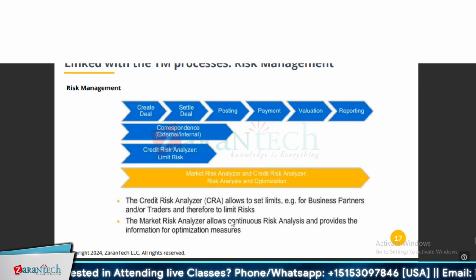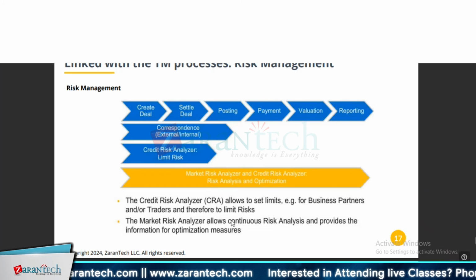The credit risk analyzer, as it says, will manage and allow us to set limits for different business partners whom we are dealing with on a credit basis, who are basically our traders, therefore we limit the risk. They will be providing to us or purchasing from us on a credit transaction. To limit the fault or chances of bad debts, we use the credit risk analyzer.